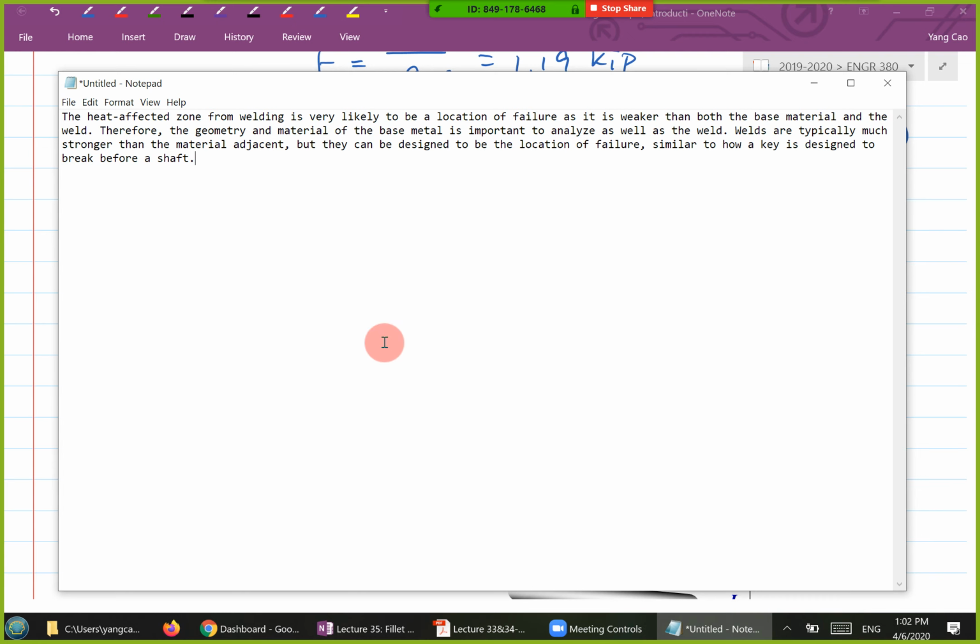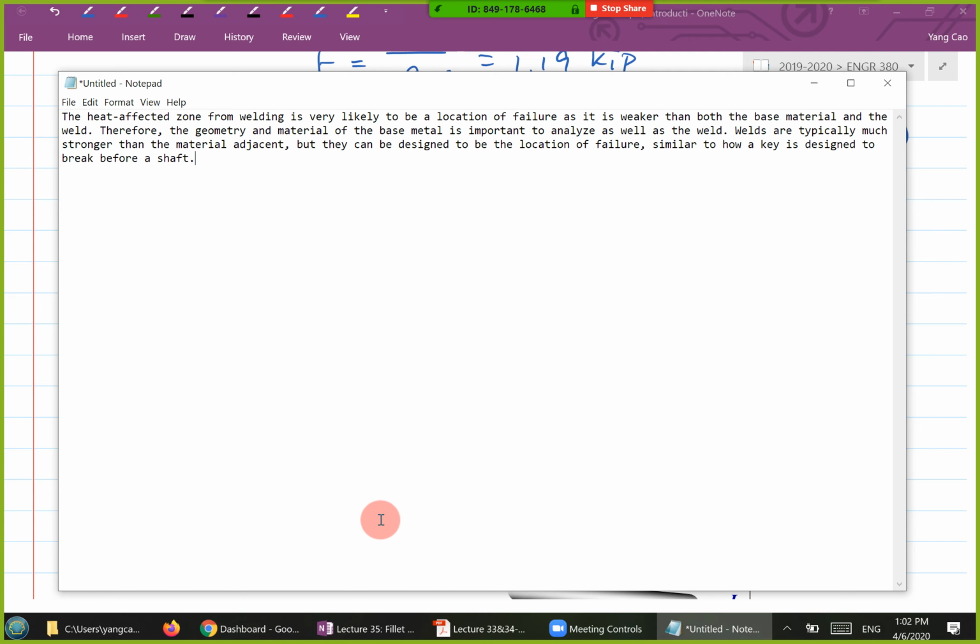So one of the emails he pointed out is that the heat affected zone from welding is very likely to be the location of failure, as it is weaker than both the base material and the weld. And therefore the geometry and the material of the base metal is important to analyze, as well as the weld. Welds are typically much stronger than the adjacent material, but they can be designed to be the location of failure, similar to how a key is designed to break before a shaft. So those are really good points.